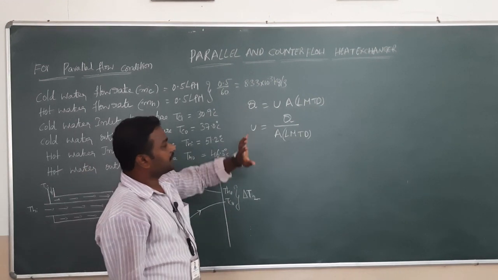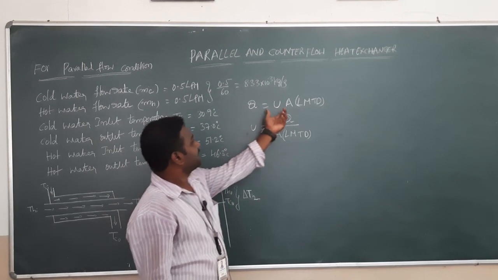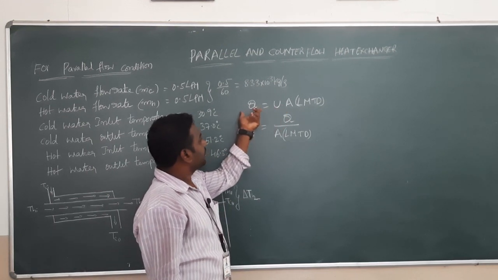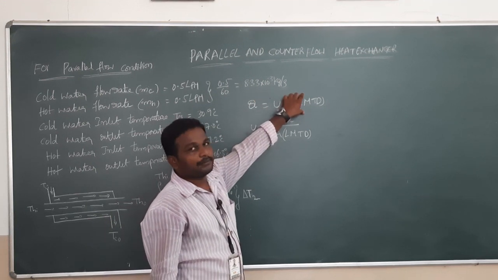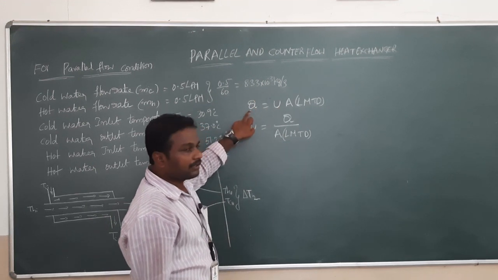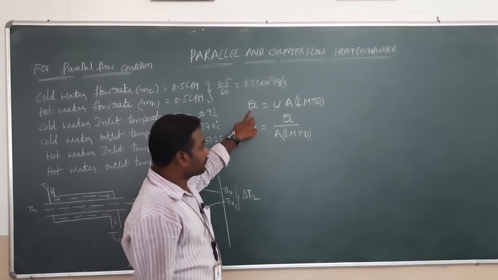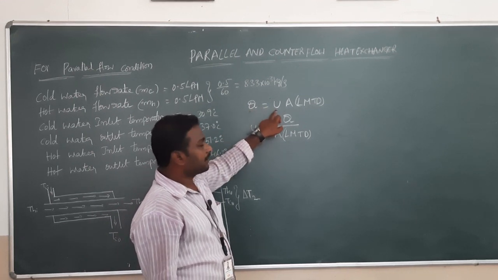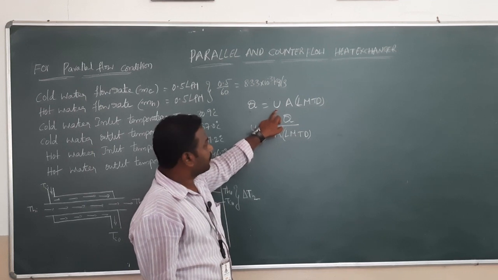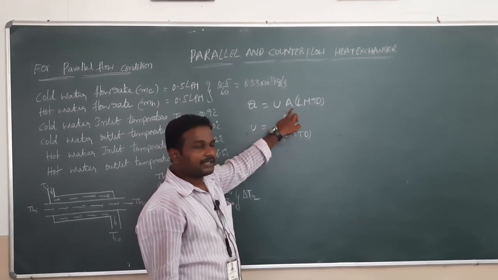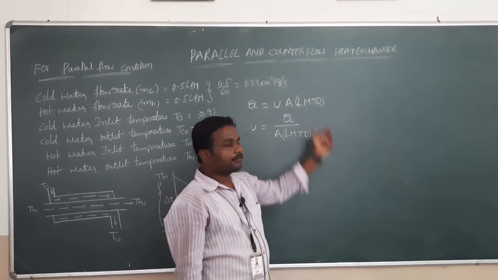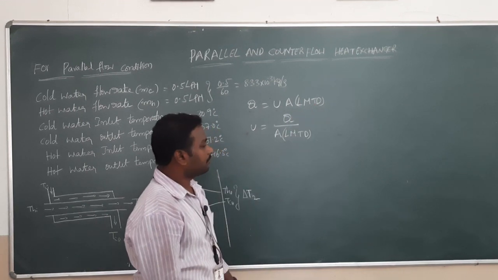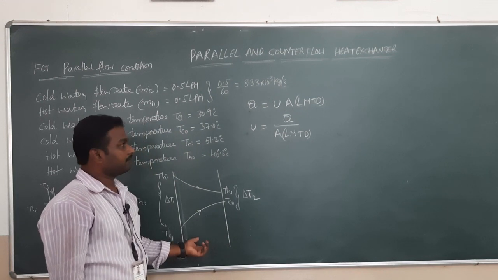So, coming to the calculation part. This is the expression for the total rate of heat transfer within the heat exchanger, Q equals U A LMTD. Here Q is the amount of heat transfer within the system, and U is the overall heat transfer coefficient, which we need to find out. A means the surface area of the heat exchanger, and LMTD is the log mean temperature difference. We need to find that by using this temperature profile.